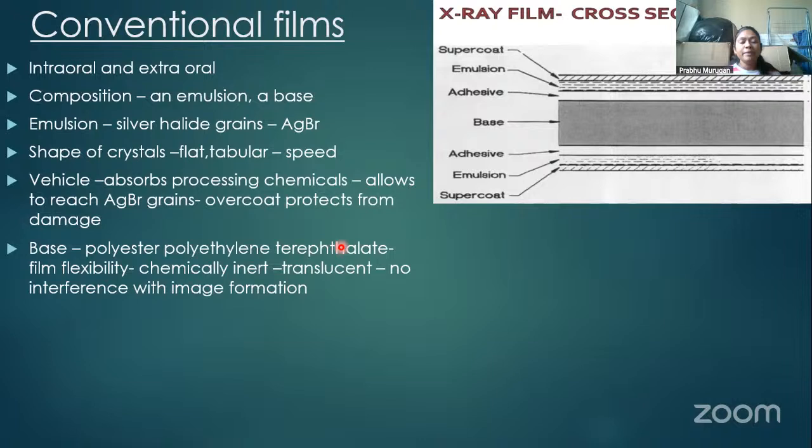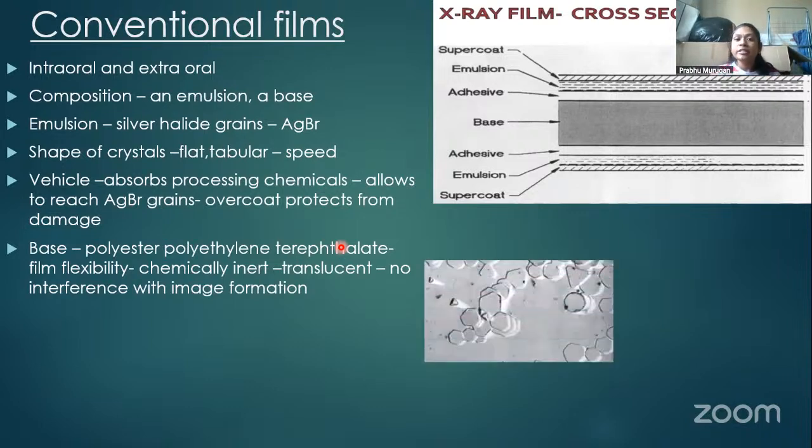Okay, double emulsion layer. So on both sides of the base, there's going to be an adhesive that is going to fuse the base with the emulsion layer. Okay, on top of that comes your super coat. Okay, so these are the four main layers that are present in the X-ray film that you see in the cross section.